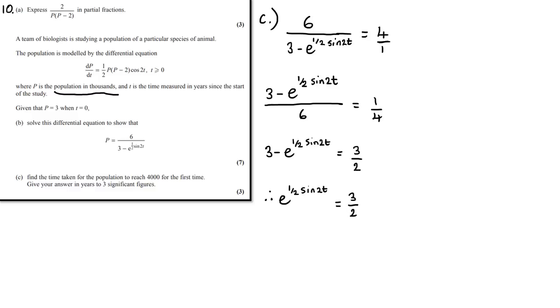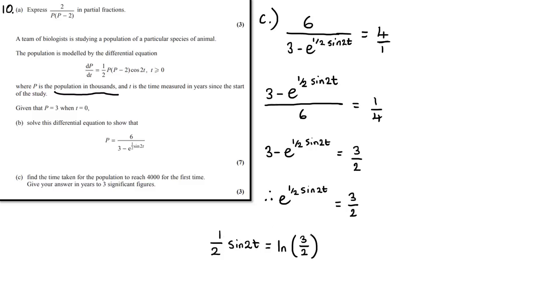Okay. Now we want this value of t, that's what we're looking to solve for. So we need to get rid of the exponential function. To get rid of the exponential function, we take the natural logarithm. So if we take the natural logarithm of e to the power of a half sine 2t, we just get left with a half sine 2t. So we get a half sine 2t, and then we take the natural logarithm of the right hand side, so that's the natural logarithm of 3 over 2.